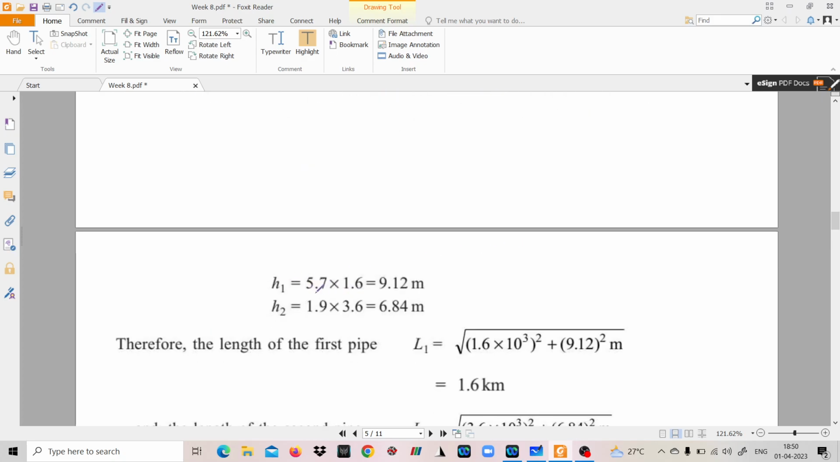So H1 is basically 5.7 into 1.6, because 1.6 kilometer is the total horizontal distance, multiplied with 5.7 meter, that is the sloping. So 9.12 meter. And H2 is, for 3.6 kilometer distance, it is sloping at 1.9 meter per kilometer. So 1.9 into 3.6, so 6.84.